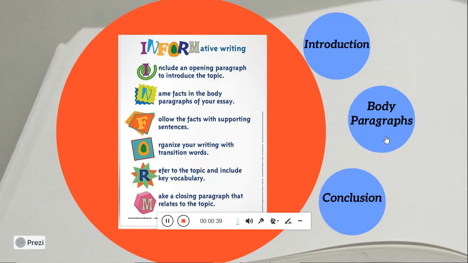This is for body paragraphs. As I told you, they can be 2 to 3 paragraphs. Now let's move on to the conclusion.